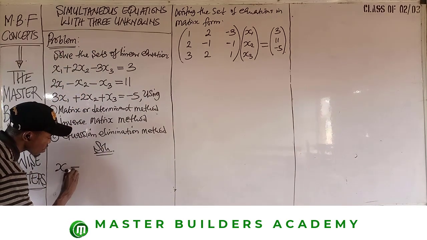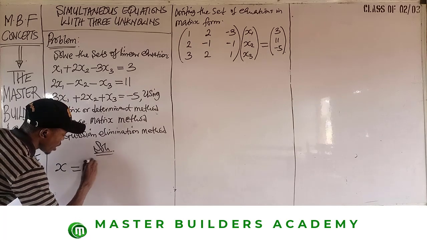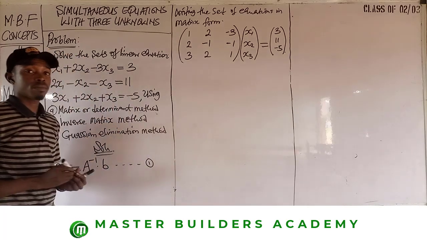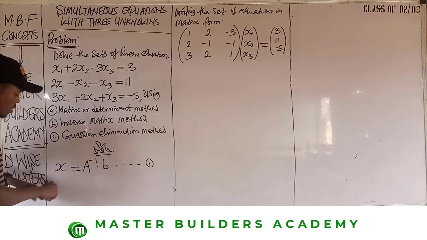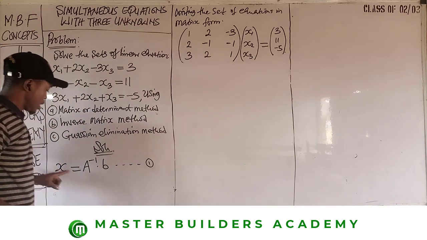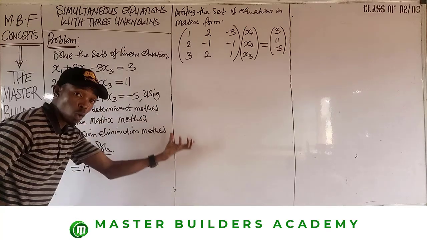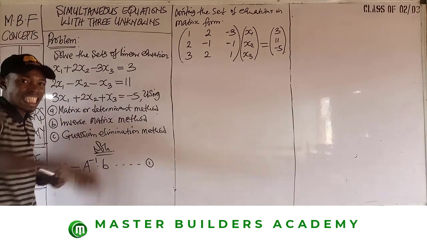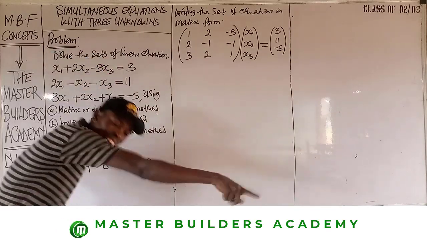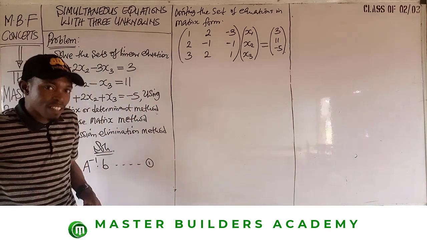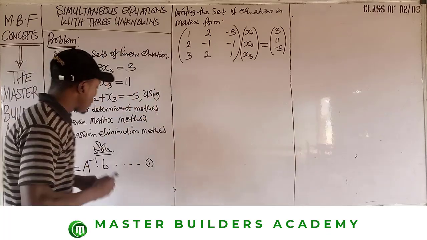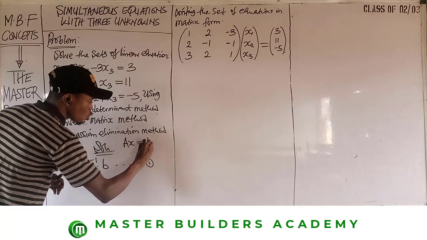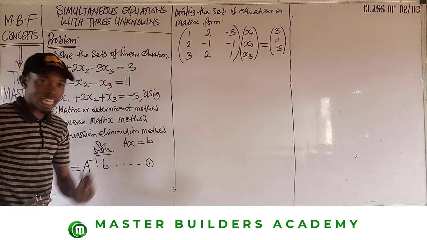X is equal to A inverse multiplied by B. This is equation 1. This is the first equation that will enable us find the unknowns using the inverse method. But this A prime here is the inverse of matrix A. By standard, this is usually given as AX is equal to B, like we'll have it as we progress.